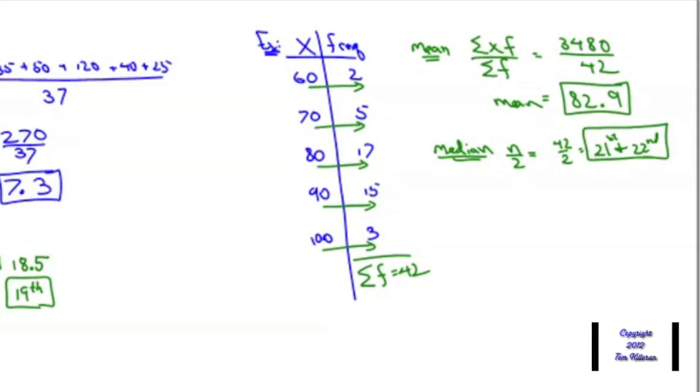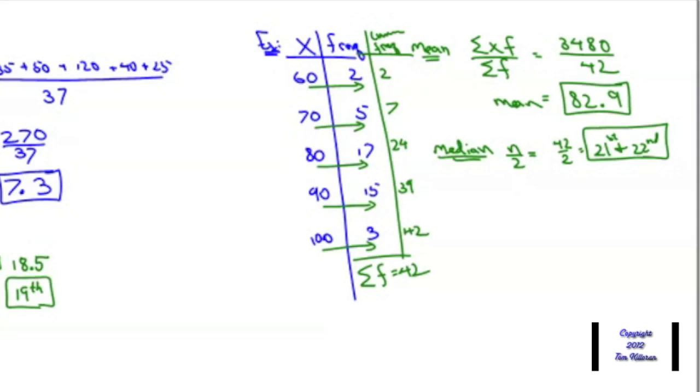To find the 21st and the 22nd element, we need to do the cumulative frequency. So the cumulative frequency starts off with 2, then 7, 24, 39, 42. Not multiply, add. And I hope it ends at 42. Yeah, don't multiply.